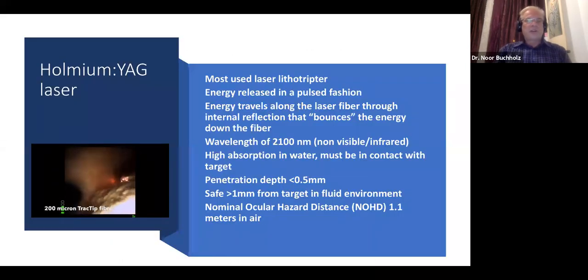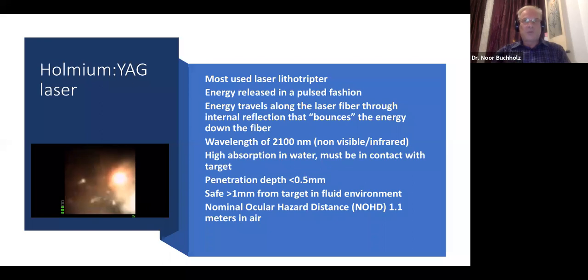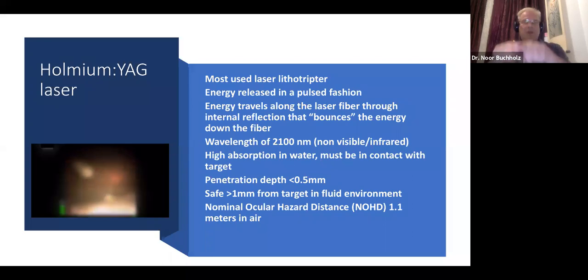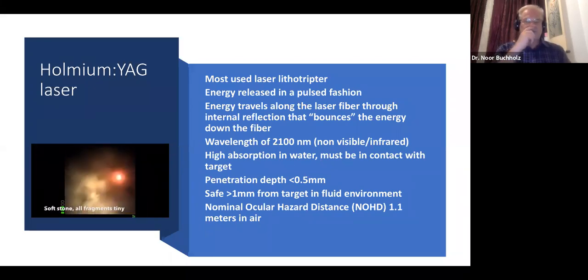Now, the Holmium-YAG laser is without doubt today the most used laser lithotripter. Its energy is released in a pulsed fashion, and it travels along the laser fibers through internal reflection. That is why you have this blue or green mantle around the laser fiber. So the laser, of course, doesn't come out as one beam, although it is collimated, but still the photons travel in one direction, but they bounce off the mantle and come out at the end in a straight fashion.